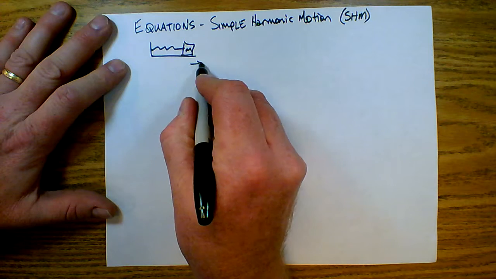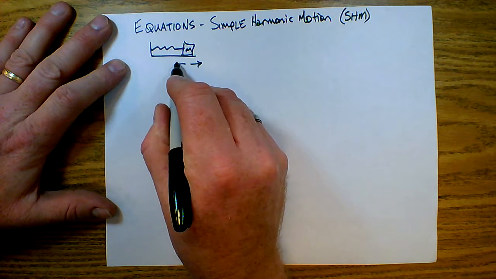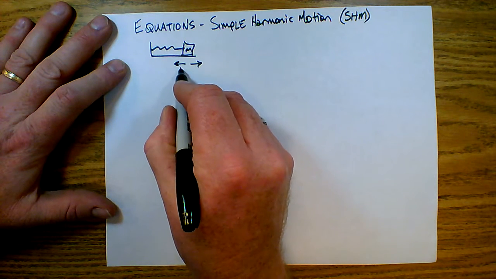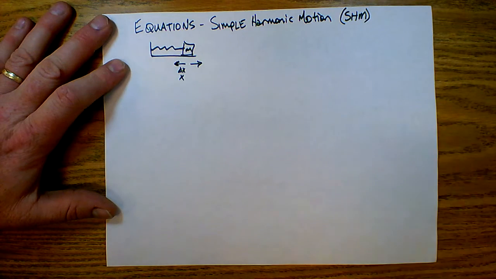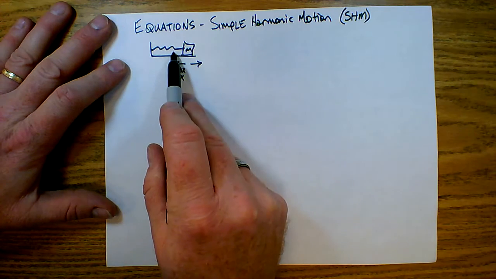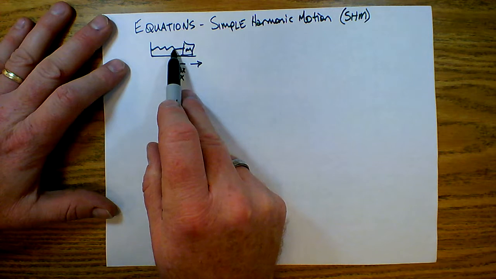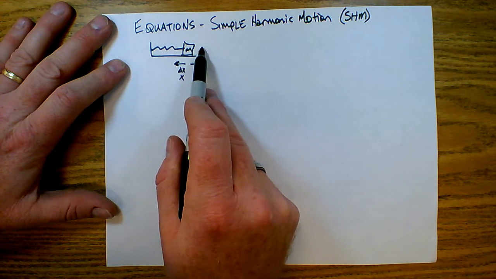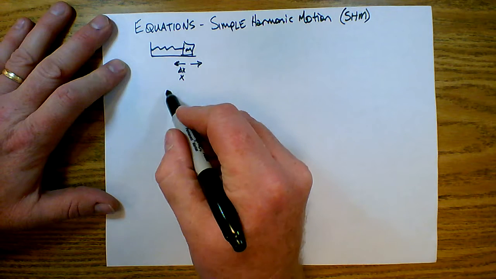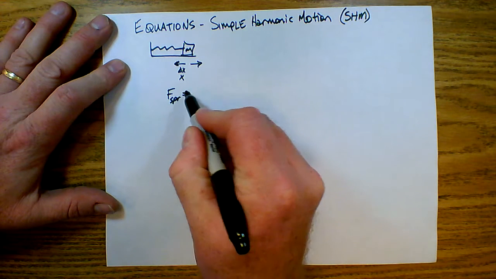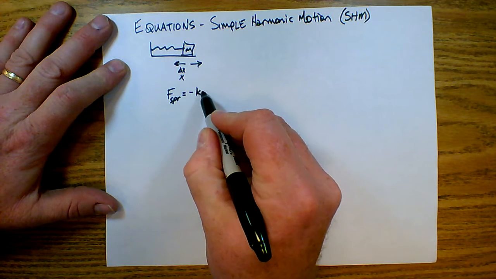If I displace the mass either to the right or to the left, a certain distance, delta x, which we'll just abbreviate as x, then the spring exerts a restoring force. In other words, if I push it and let go, the spring is going to try to push it back to its equilibrium. If I pull it out and stretch it and let it go, the spring is going to pull it back to its equilibrium. And so we know that there's a spring force equal to negative kx.